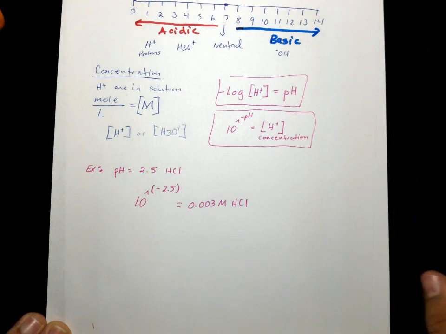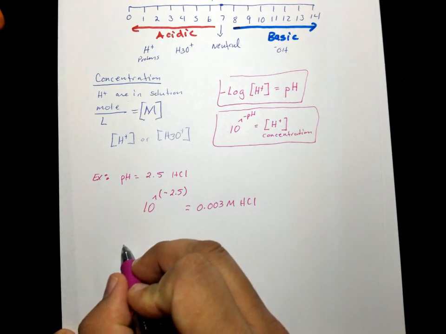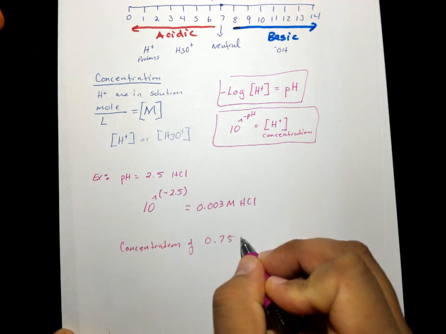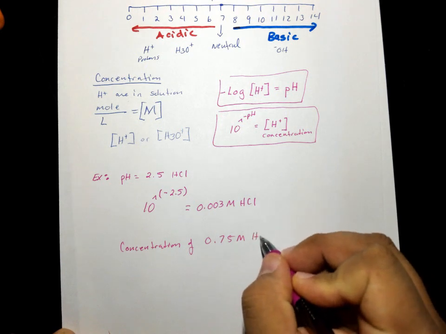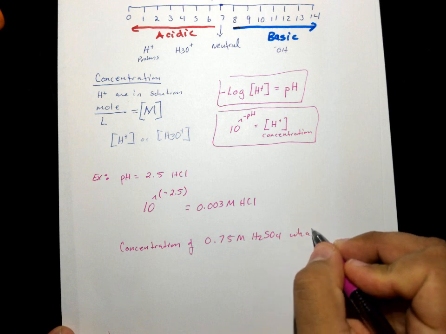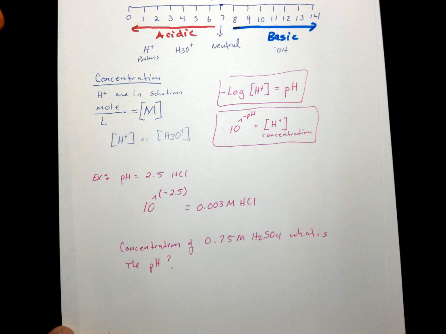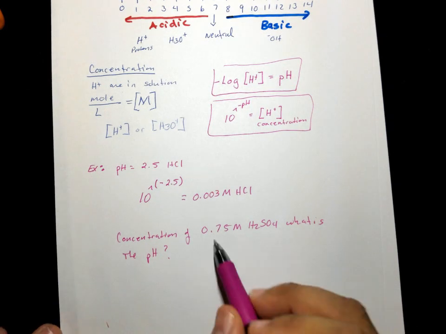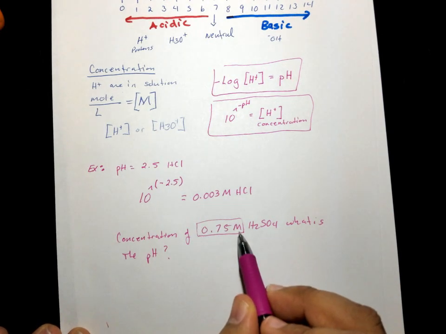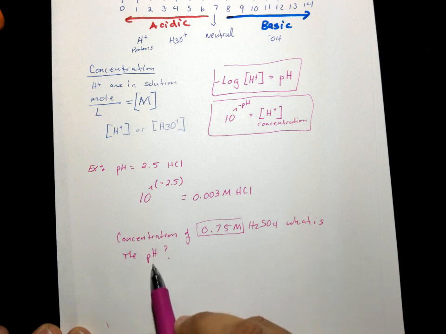Now let's reverse this process here. Let's say they gave us a concentration of 0.75 molar solution of sulfuric acid, H2SO4. And they want to know what is the pH? So when they give you the concentration, you'll know because you'll have an M next to it. M means molarity. That means they gave me the concentration. And they want me to calculate pH.